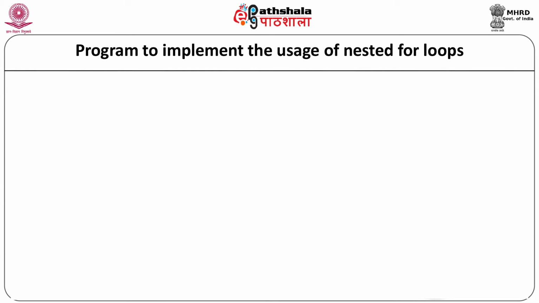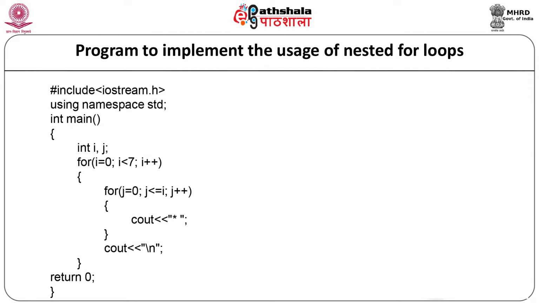Now, let us see a program to implement the usage of a nested for loop. Here, we are trying to display a pattern of stars on the screen. So, start with the program: #include <iostream.h>, using namespace std, int main, we declare two variables i and j. Now, two nested for loops will start. For i equal to 0, i less than 7, i plus plus. Inside that, again one more for loop. For j equal to 0, j less than or equal to i, j plus plus. We are displaying cout star, and end of the inner loop. Before ending the outer loop, we have the statement cout slash n, return 0, and the main program ends.